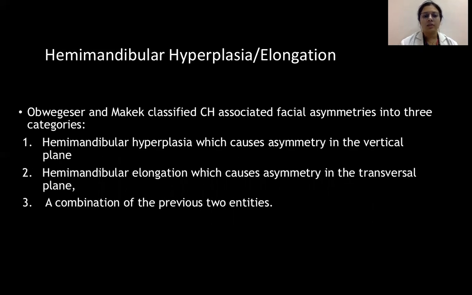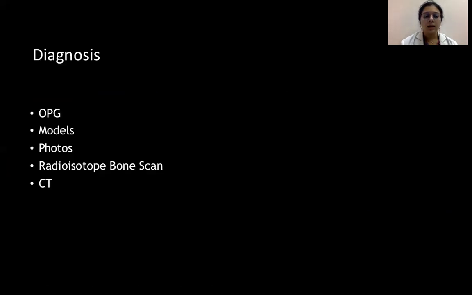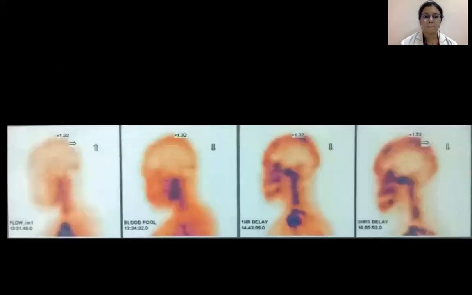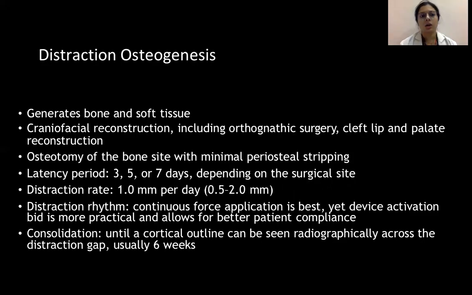Obwegeser and Makek classified the associated facial asymmetries into three categories: hemimandibular elongation, which causes asymmetry in the vertical plane; hemimandibular hyperplasia, which causes asymmetry in the transversal plane; and a combination of the above-mentioned two entities. Diagnosis: OPG, models, photos, radioisotope bone scan, CT. Treatment: consider the evidence of neoplasia, consider evidence of continued growth. If growth has not ceased, condylar shaving and condylectomy. If growth has ceased, orthognathic surgery or surgical camouflage.